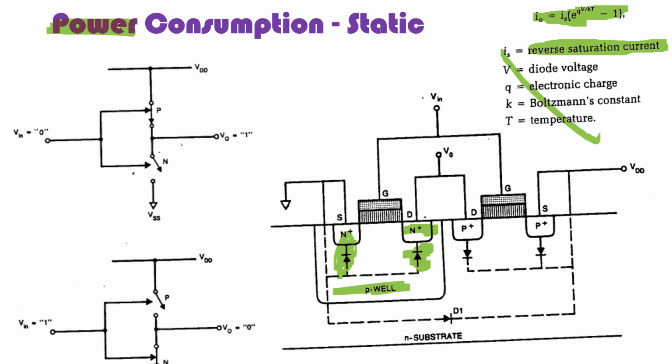Whatever current is flowing, though it is very small and in the reverse direction, that current into the supply voltage will be the static power consumption. We know that this current is very small, therefore the static power consumption will also be very small. So whenever the device is off, say the NMOS here and the PMOS here, we try to calculate what leakage current is flowing through it into VDD, and that will give us the static power consumption.